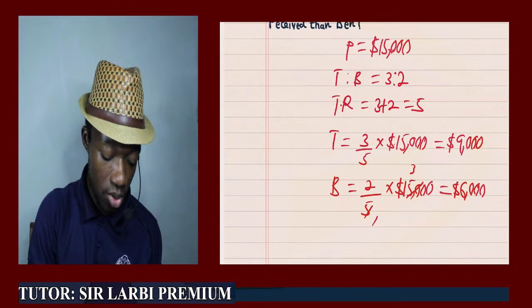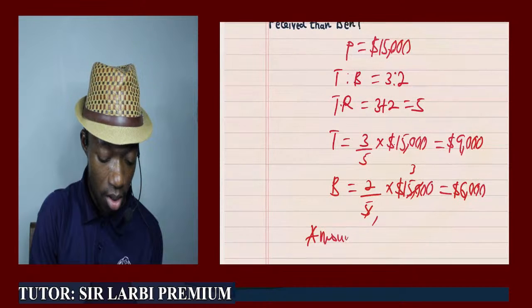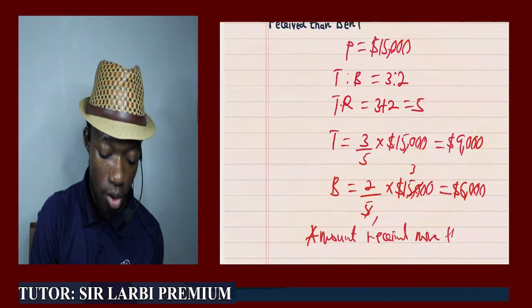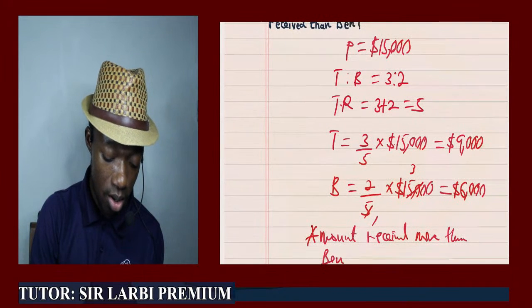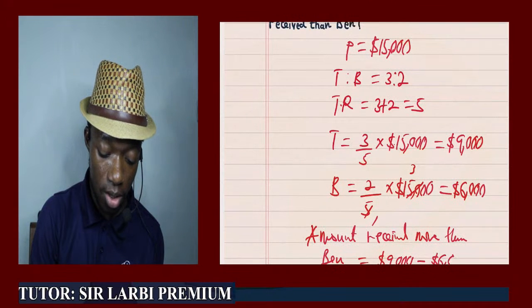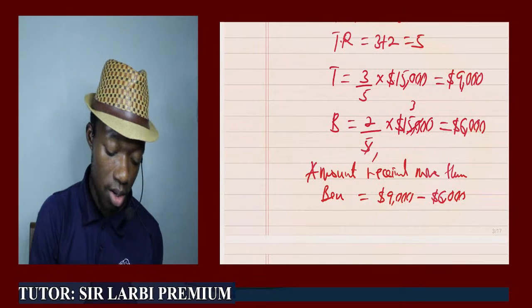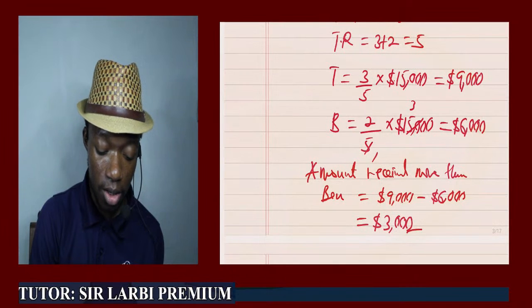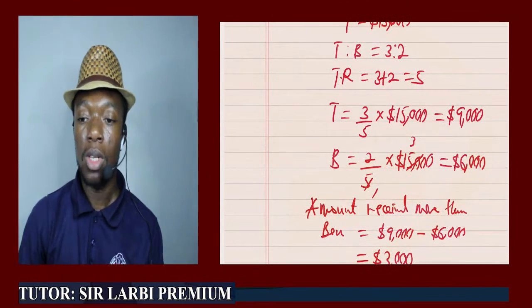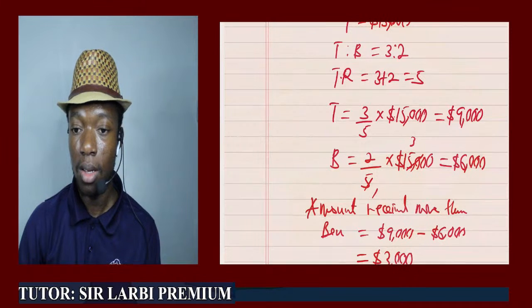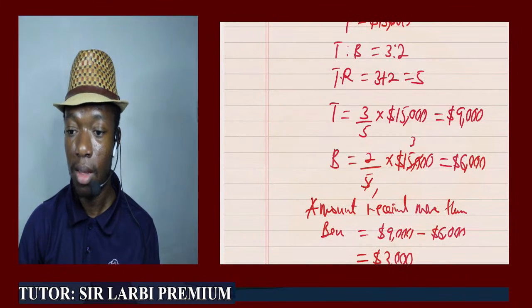So what do we get? The amount received more than Ben is going to be the difference, which is 9,000 minus 6,000 there. And what do we get here? The difference is supposed to be 3,000 generally. So this is the amount more that Tony will receive than Ben. So let's take note of that. Okay, so if that is the case, then that is that.